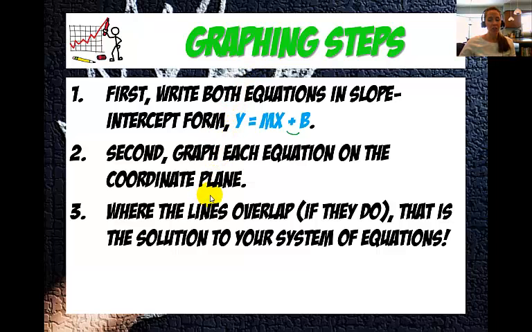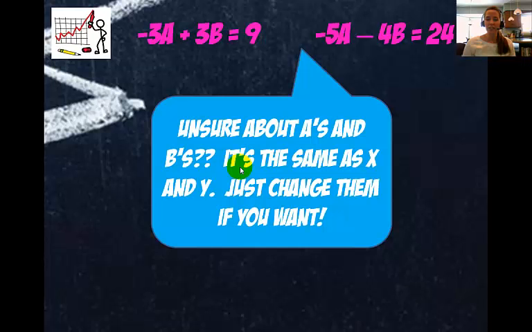Second, graph each equation on the coordinate plane, and third, find where the lines overlap, if they do, because remember sometimes we can get parallel lines that don't overlap at all. That's the solution to your system of equations. So let's take a look at two examples.